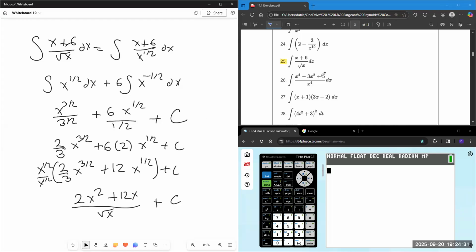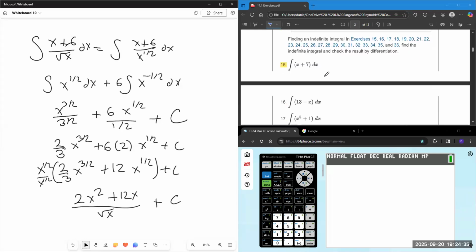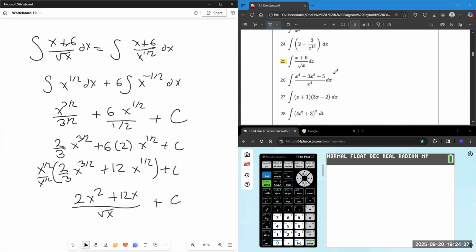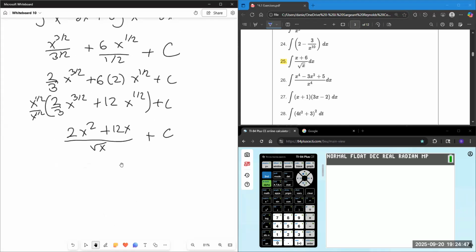And they tell me to verify. Check the result by differentiation. So I'm going to use this form right here before I multiply top and bottom to verify. Let's verify here.